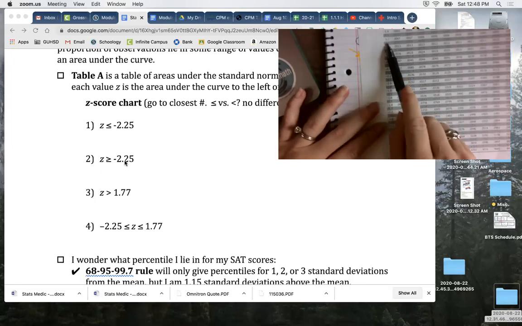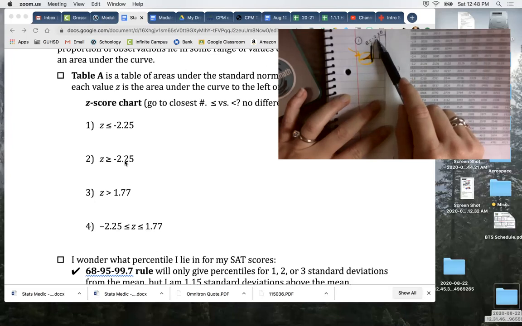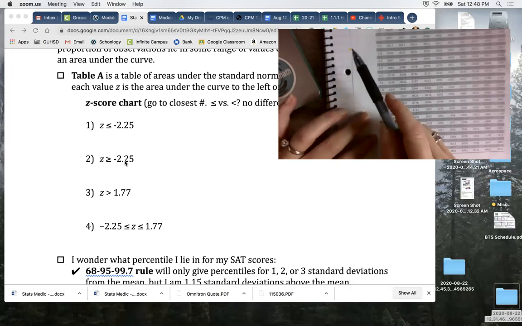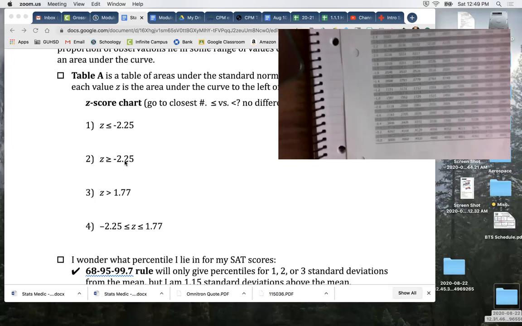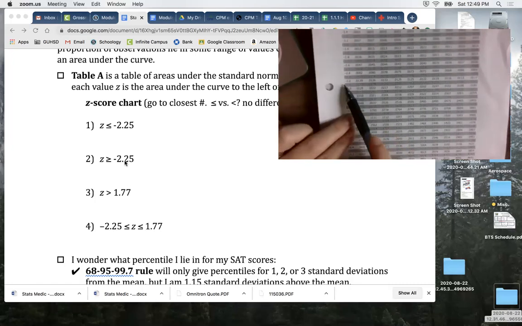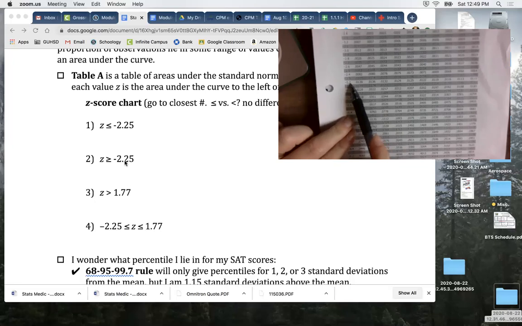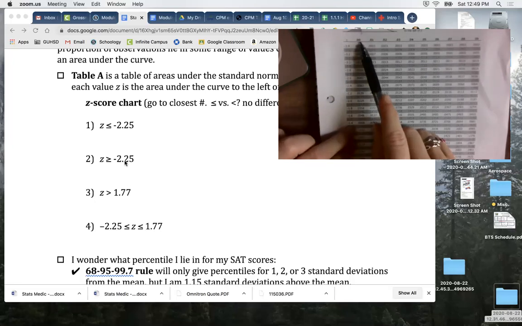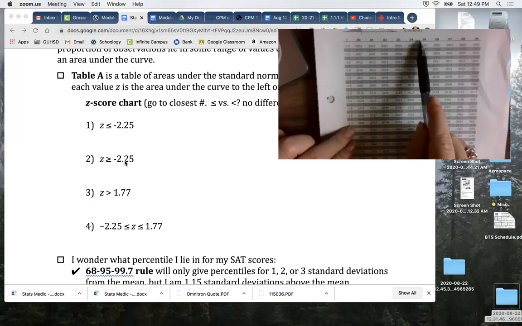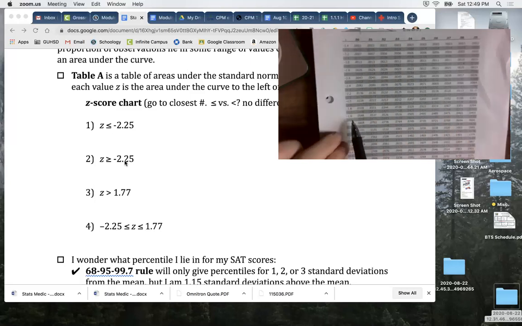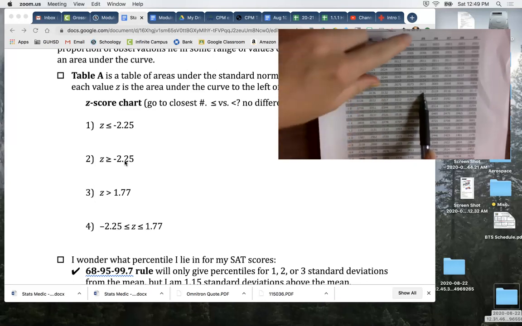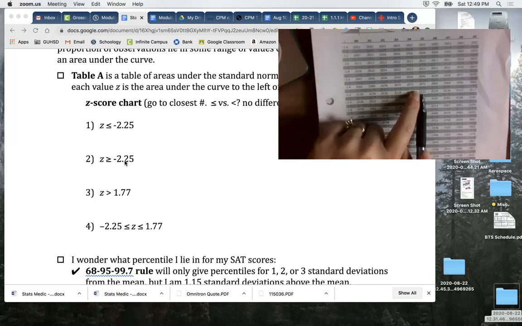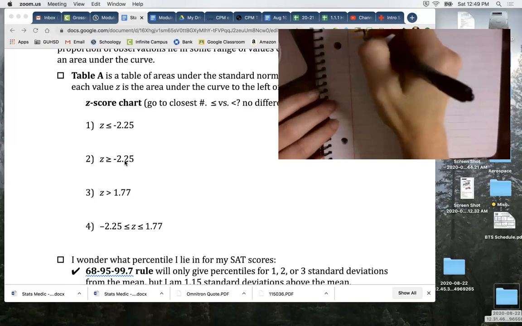So in this one, I'm going to go to my table on the negative side, and I'm going to look up a z-score of negative 2.25. The way we do that is I go to here. This is negative 2.2, and what you see up here is the second decimal place. So for negative 2.25, I go over to where it has the 5, negative 2.2 and 5 is here. It's right there. It's a value of 0.0122.